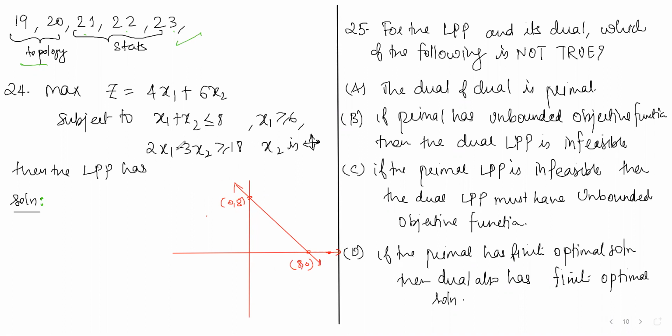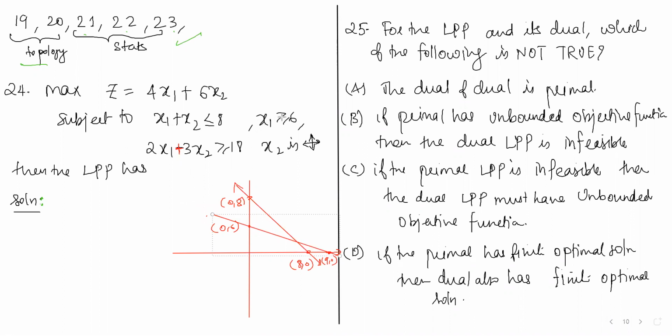I think I wrote the incorrect problem. This is 2x1 plus 3x2. So in that case, the coordinates are (9, 0), that is this one, and here you have (0, 6). So it will be here somewhere. Let me join these 2 points. And here I get nicely this line.